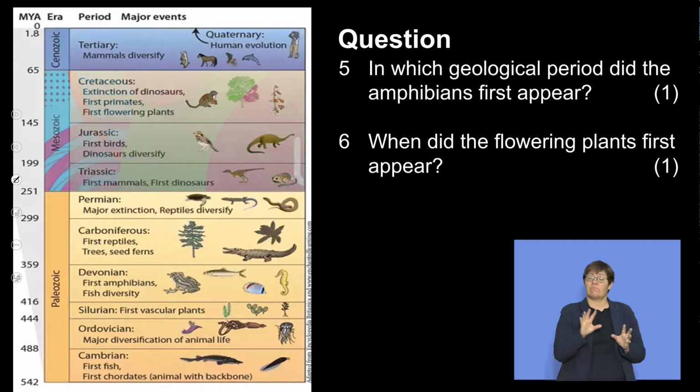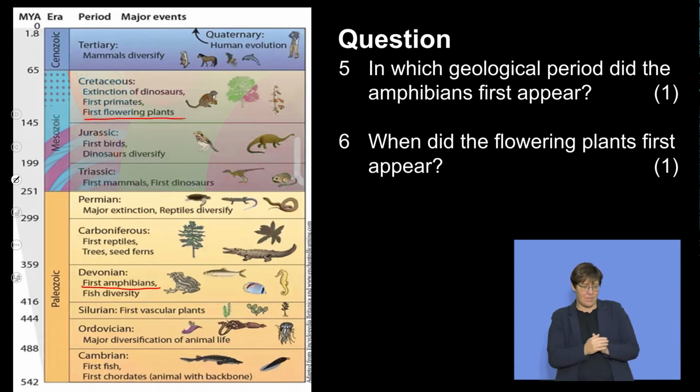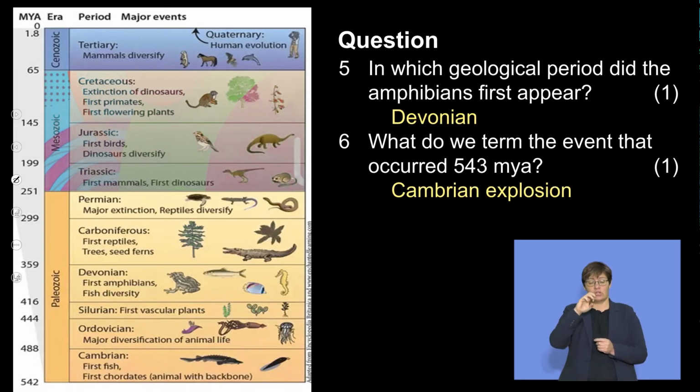Then, questions involving interpretation. In which geological period did the amphibians first appear? Sometimes you would have to look for pictures, but here they actually tell you. The first amphibians appeared in the Devonian period. And then, where did the first flowering plants appear? You would look here, and that would be in the Cretaceous period. The amphibians first appeared in the Devonian.